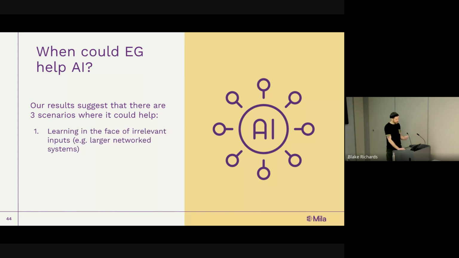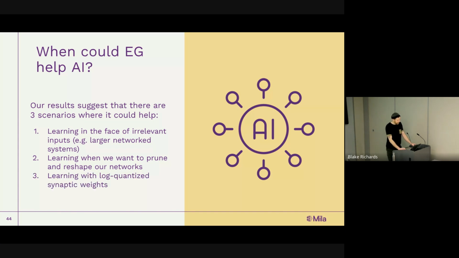And those situations are, one, if you're learning in the face of many irrelevant inputs. So if we imagine moving towards models where we have very large networked systems and a lot of the stuff coming in is not relevant to the task you're training on, it could actually be better to learn with EG. If you want to be able to prune your networks afterwards or reshape them, it might actually be better to train your networks with EG. So if you're, say, trying to develop edge computing, where you're going to want to cut back a lot of your network, you might be better advised to use EG over GD.